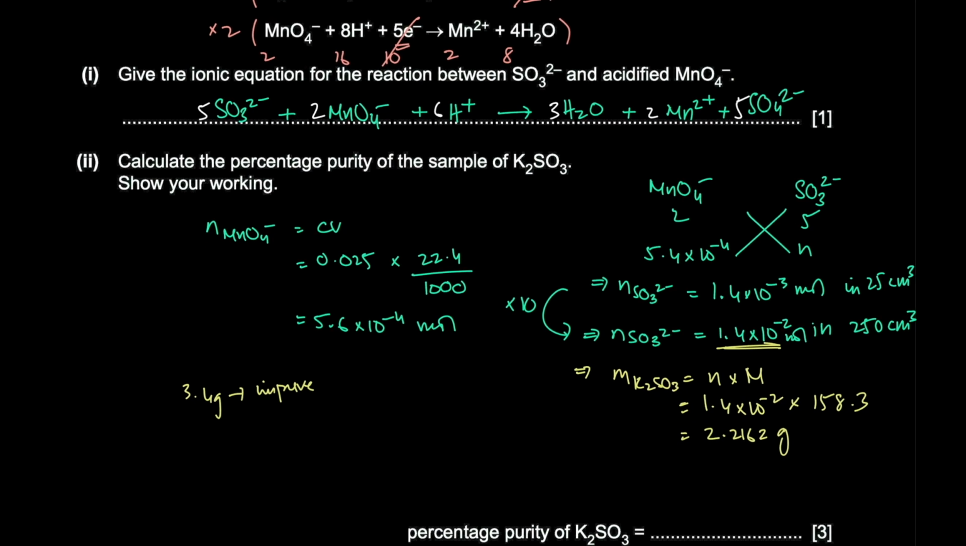So that means the percentage purity is 2.2162 grams divided by 3.4 times 100. That comes out to 65.2%. So that's the percentage purity of the potassium sulfite.